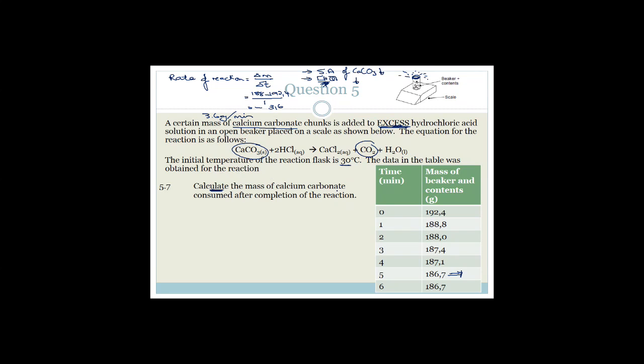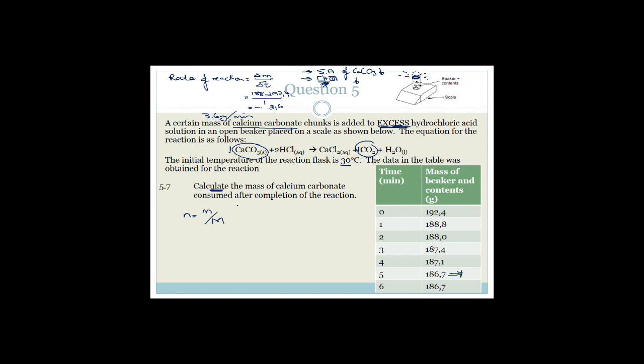Now it says calculate the mass of the calcium carbonate consumed after completion of the reaction. So now we need to do some stoichiometry. We know that number of moles is mass over molar mass. Do you agree that 1 mole of calcium carbonate forms 1 mole of carbon dioxide? So if we work out the number of moles of carbon dioxide that were formed, then we could work out how many moles of calcium carbonate were used up.